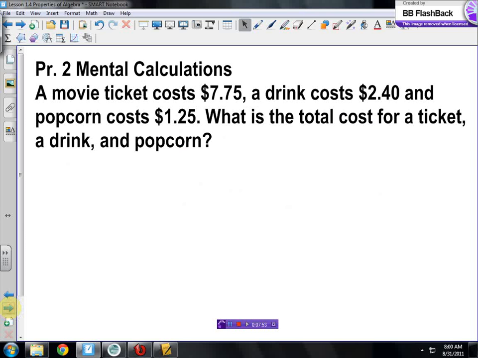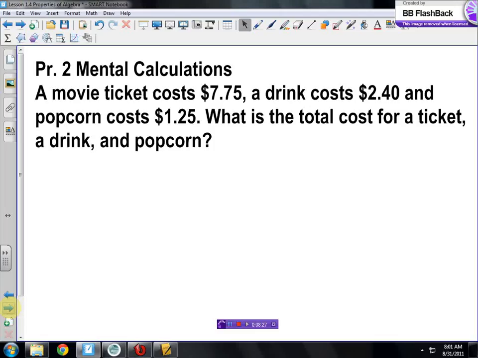All right, now, this one we're going to be using a little bit of mental calculations. We have to go to the movies. The movie ticket costs $7.75. A drink costs $2.40. And popcorn costs $1.25. And you want to know the total cost of the ticket, drink, and popcorn, using mental math, because you don't bring calculators to the movie theater. Now I know you have a calculator on your cell phone, but you don't bring a cell phone in there because you don't want to talk on the phone and make everybody mad at the movie. So you don't have a calculator.